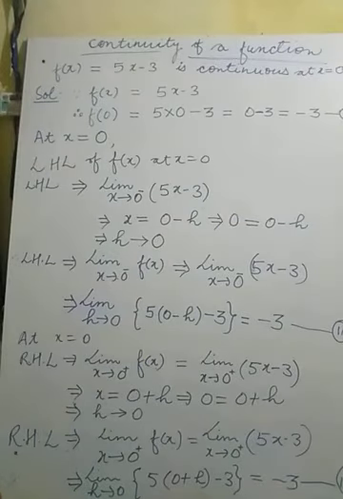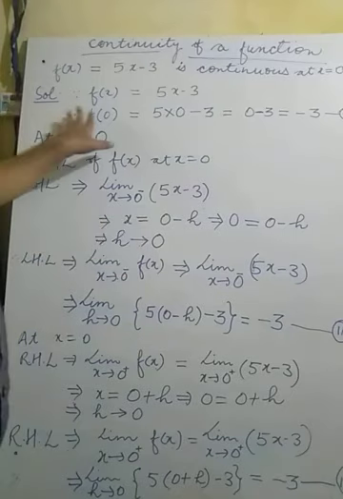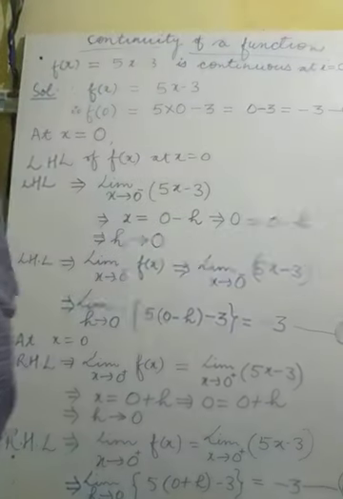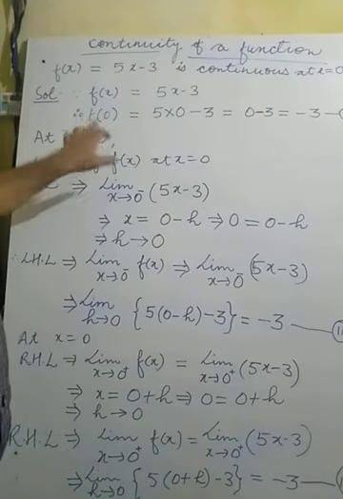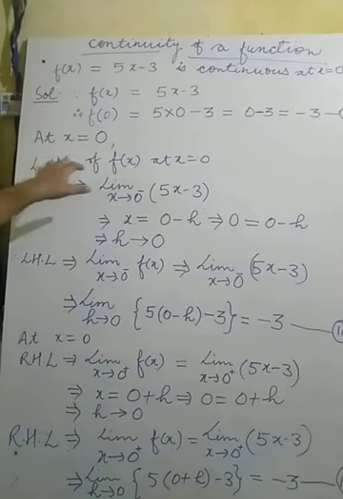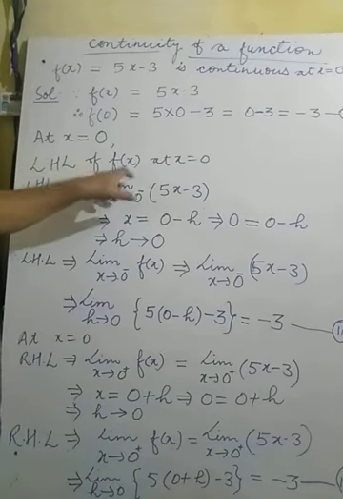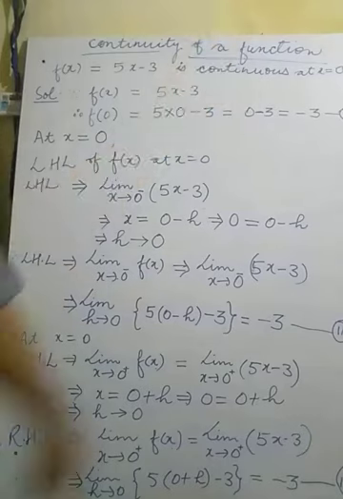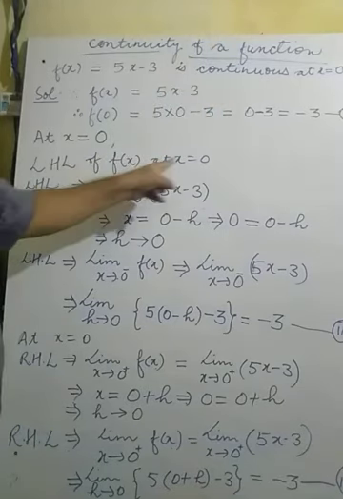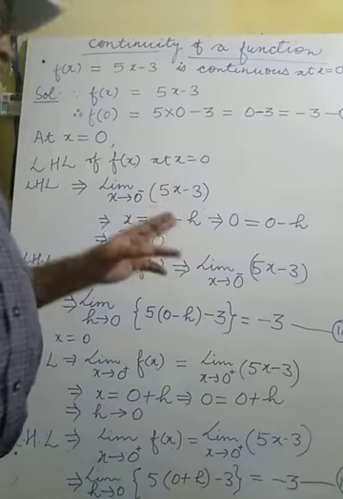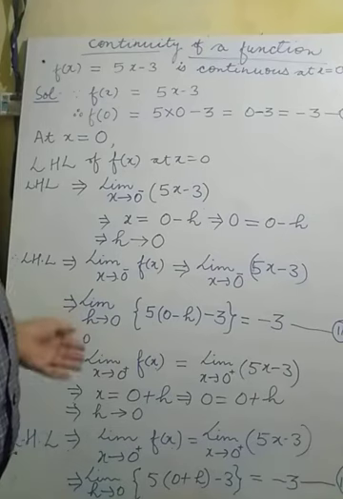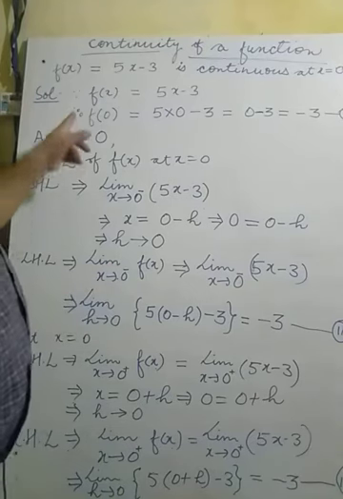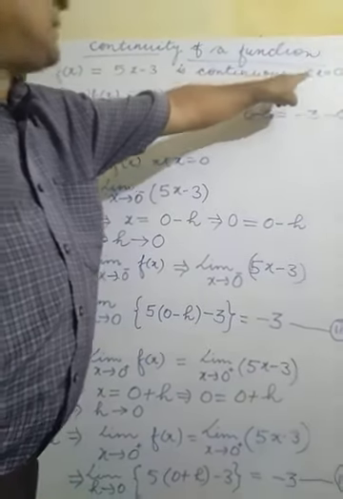Now what to do? We have calculated the value of the function in equation number 1. Now we have to find out, at x equal to 0, what the value of the left hand limit is. So we have to calculate the LHL of the function f(x) at x equals 0. This statement will be noted down. So what will be there? We have to calculate the left hand limit. Left hand limit means it is minus. What limit is there? x tends to 0.